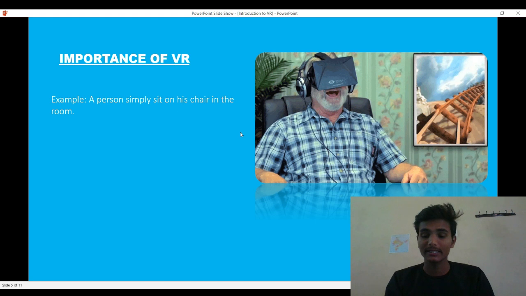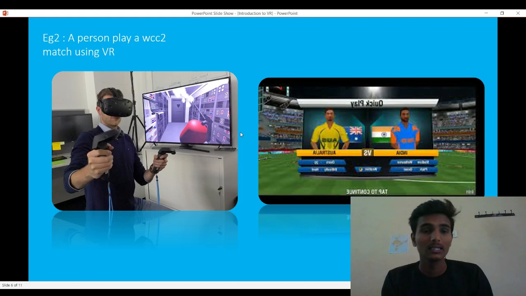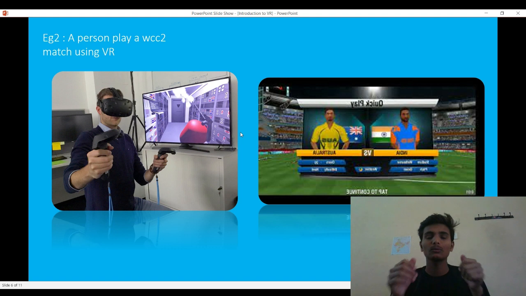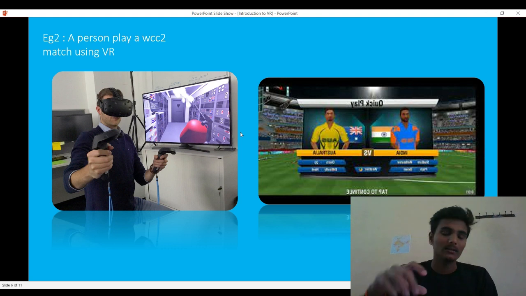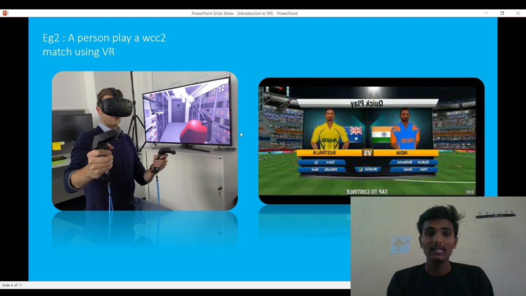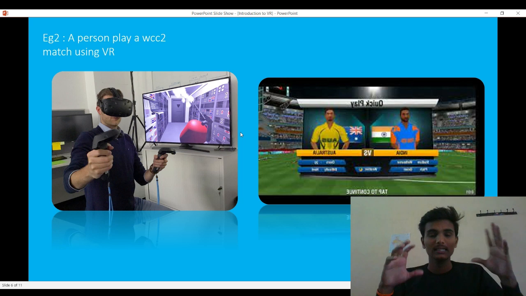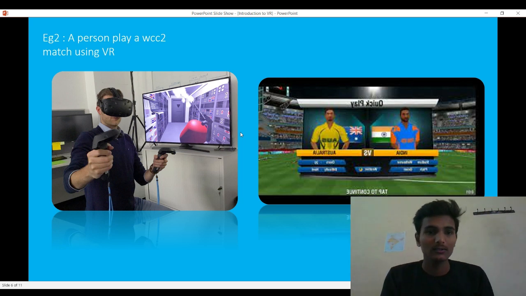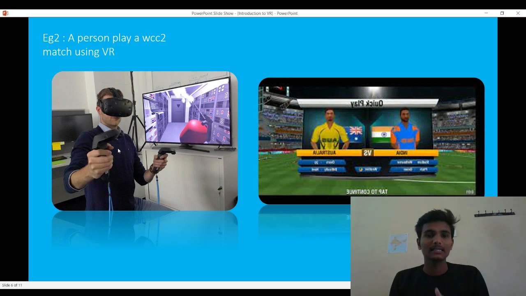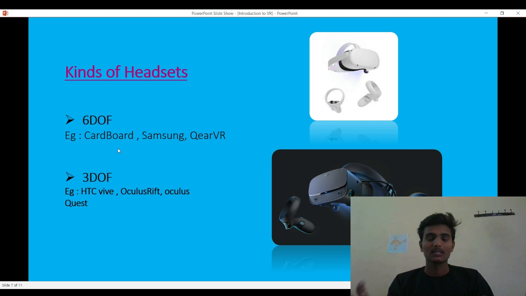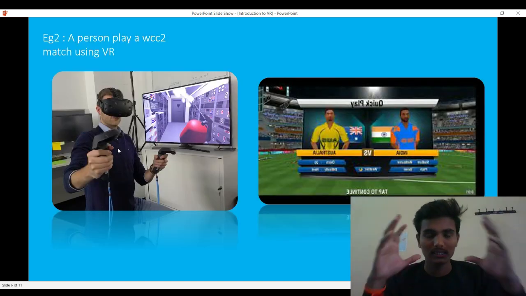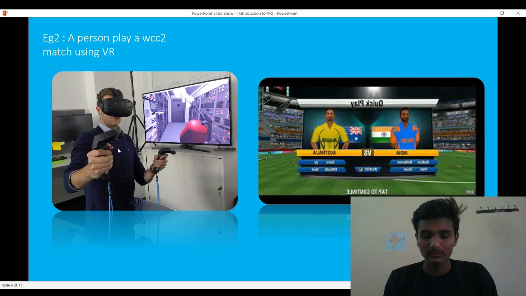I will show you another example. When we want to play cricket, like the WCC2 match, I think all of you play the WCC2 match on mobile phones. We can wear the headsets and play using virtual reality. Here is one example: a person is wearing the headset and enjoying this virtual experience a lot. I will show you another example of these headsets. Wearing the headset, we can enjoy a lot of these things.